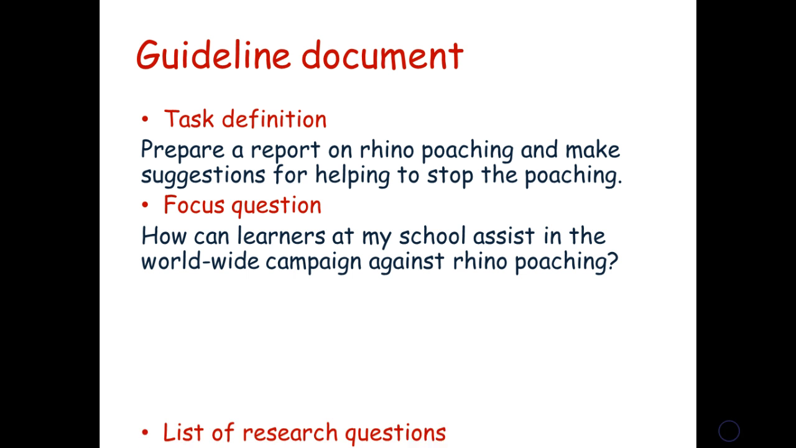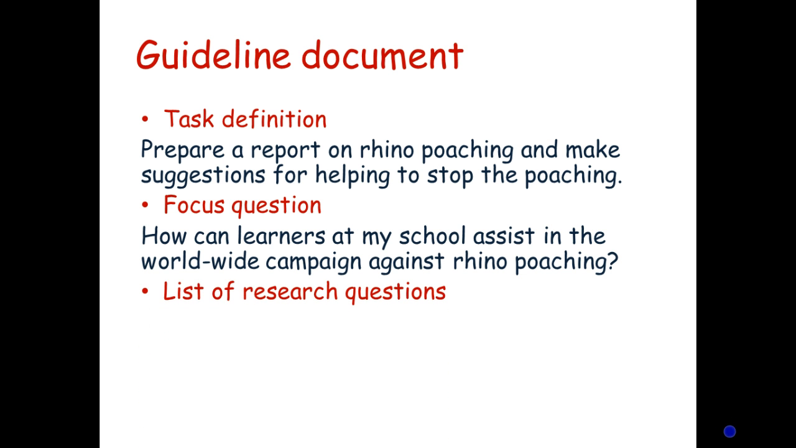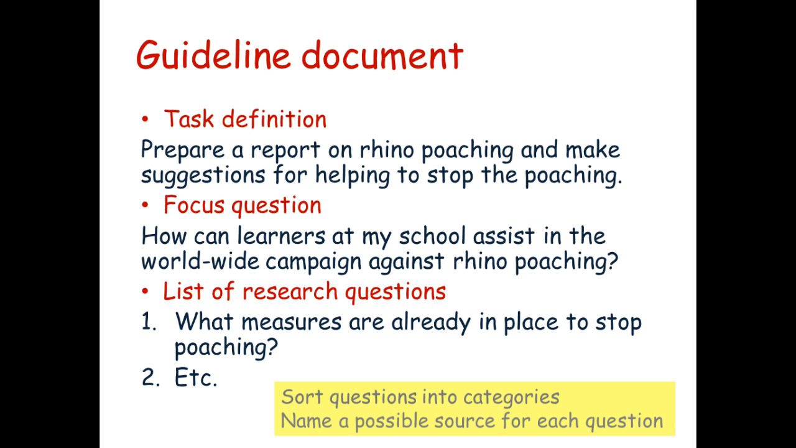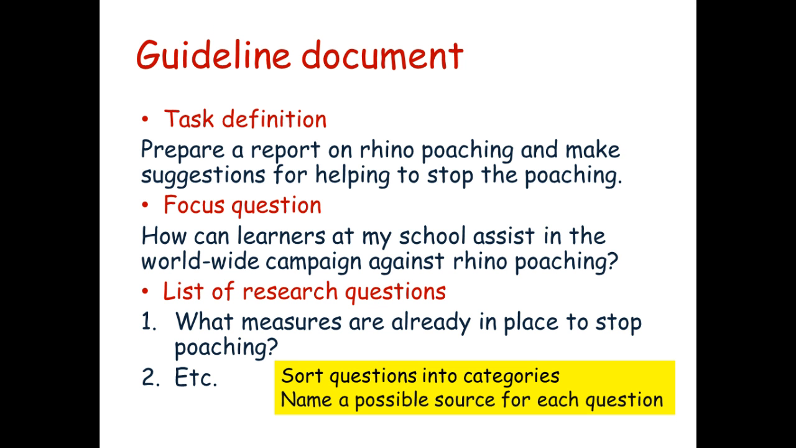Then you'll need your research questions. This should be a list of 20, 30, 50, as many questions as you can think of. Go through the list carefully and discard questions that you don't need, and make sure your questions are good quality questions. Then sort them into categories, such as reasons for poaching and measures against poaching, and then name a possible source for each question. This was the first tool that you'll need.